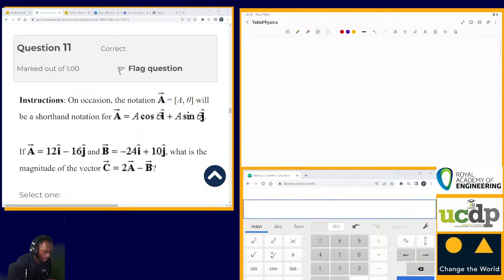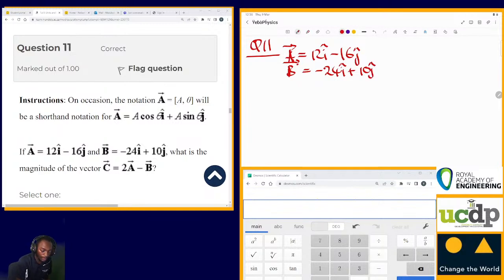So we are going to write down the data that were given for question 11. Vector A is equal to 12i minus 16j, and vector B is equal to negative 24i plus 10j.